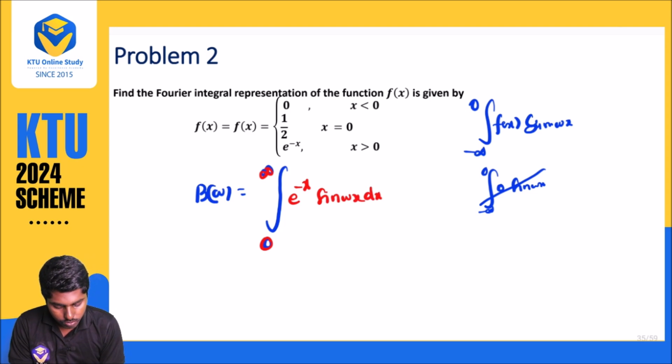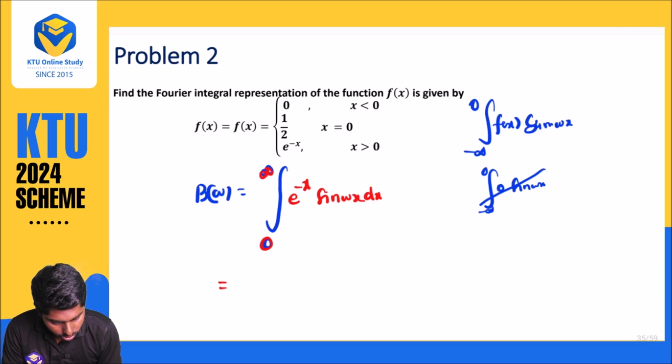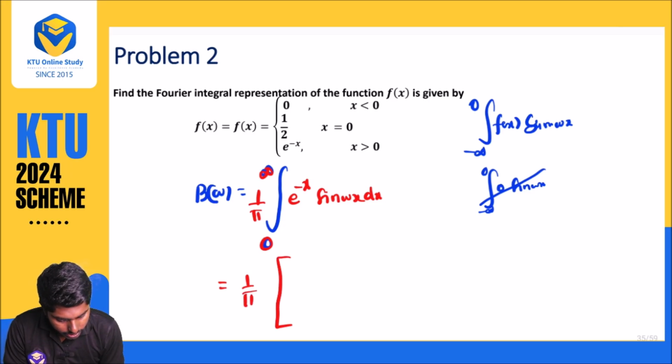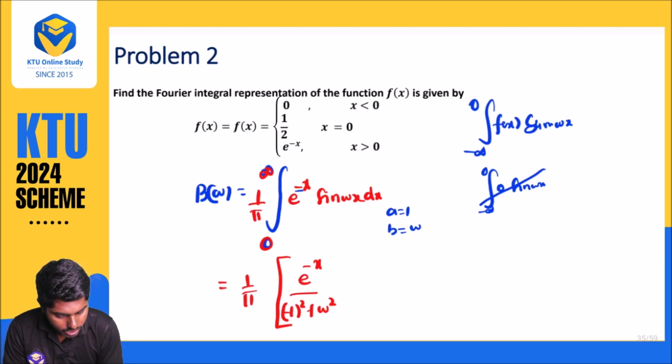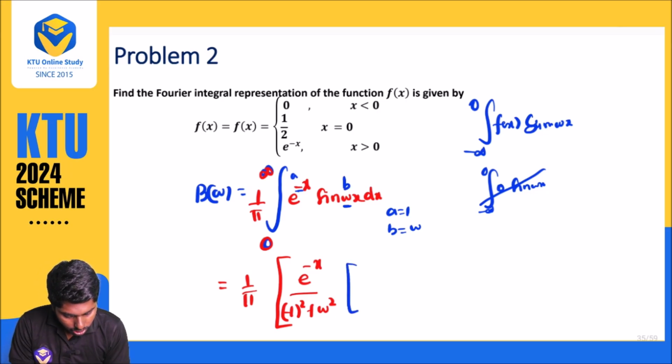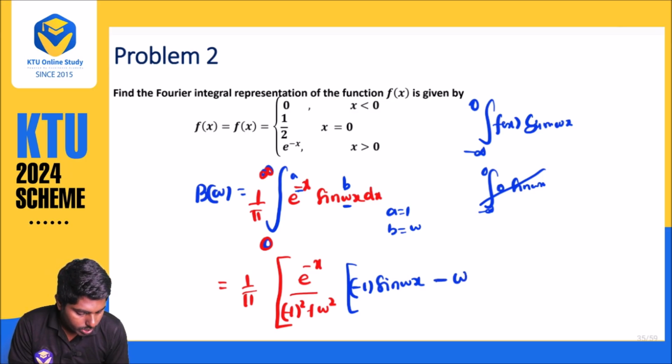So what is the formula? We know the formula, that is nothing but 1 by pi, writing outside, e power of minus x divided by minus 1 the whole square plus omega square. Here also a equal to 1, b equal to omega. Since sine is first, we want to write sin omega x, and a is minus 1, so we write minus omega cos omega x.